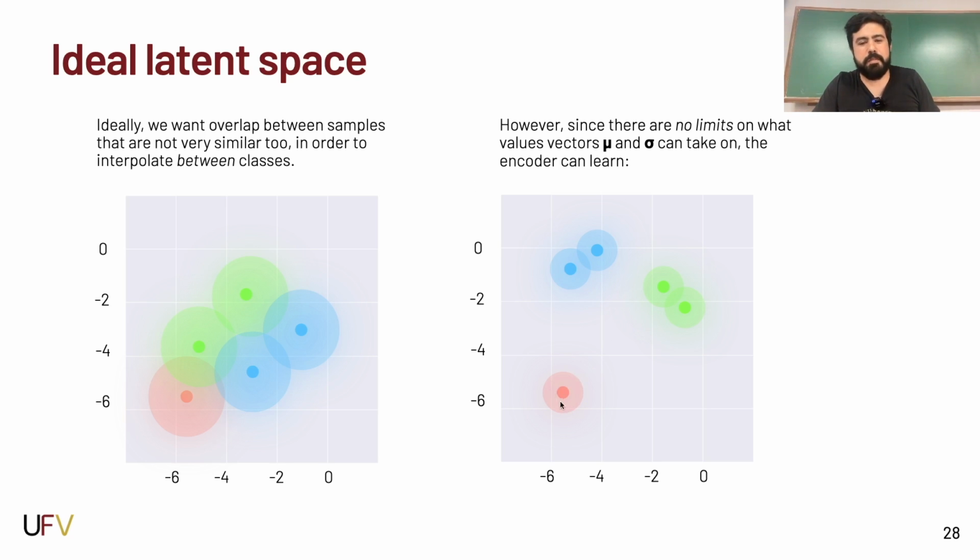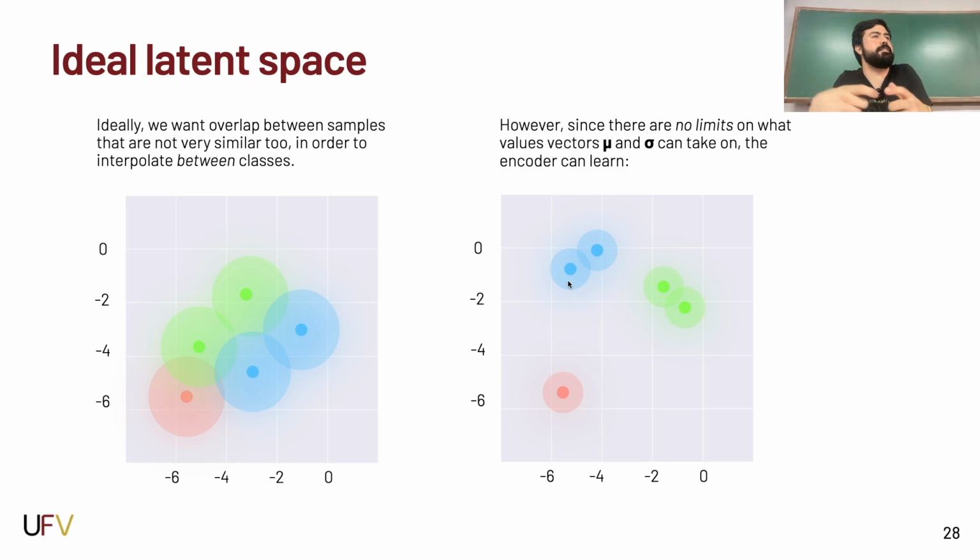Like for example, these ones could be here, right? These threes could be here, because I'm not constraining the means and the sigmas. Remember, each mean is a center. So if there's no constraint on where I can put the center, the model can put it anywhere it wants, right? And the same for the size of the region, the area.